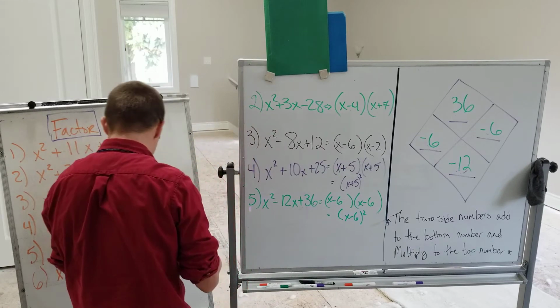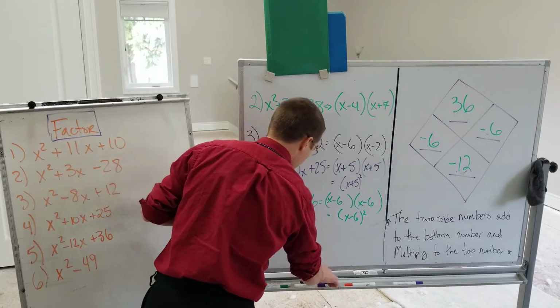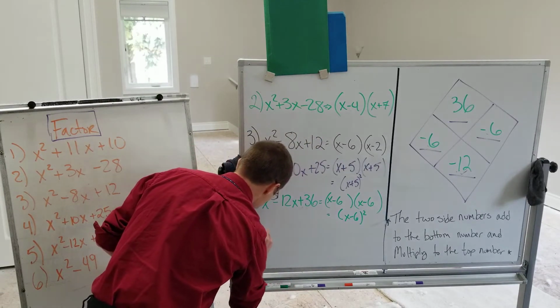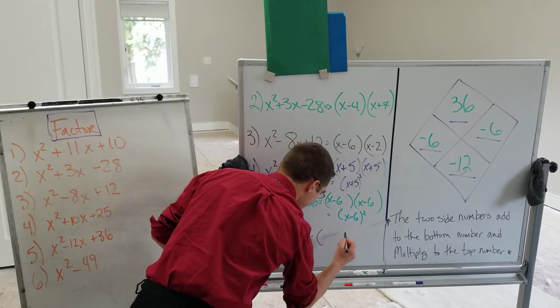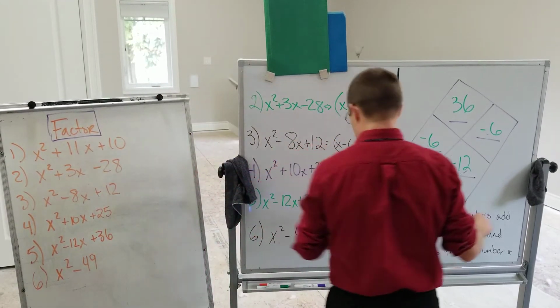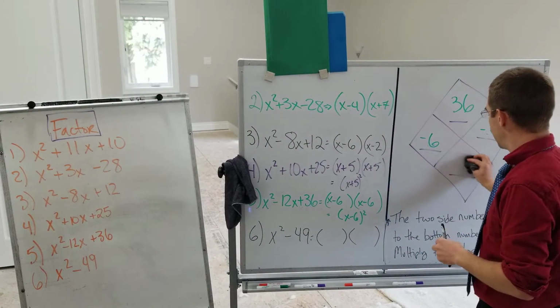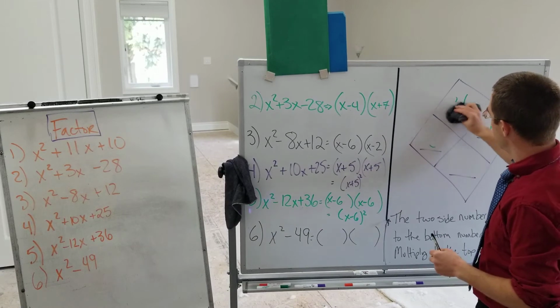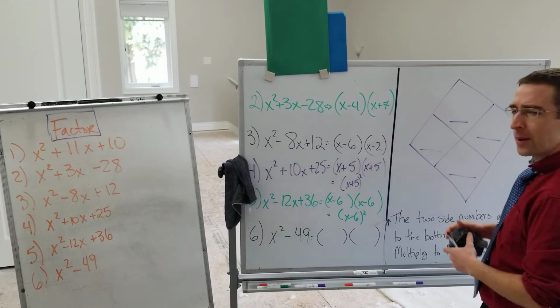All right, last problem here. There's a little bit of a tricky one here. We have x squared minus 49. Tricky. Go ahead and try this though. Pause the video, give it a shot, and think about it for a moment. Even if you don't get it, just give it a moment to think about how to do it.